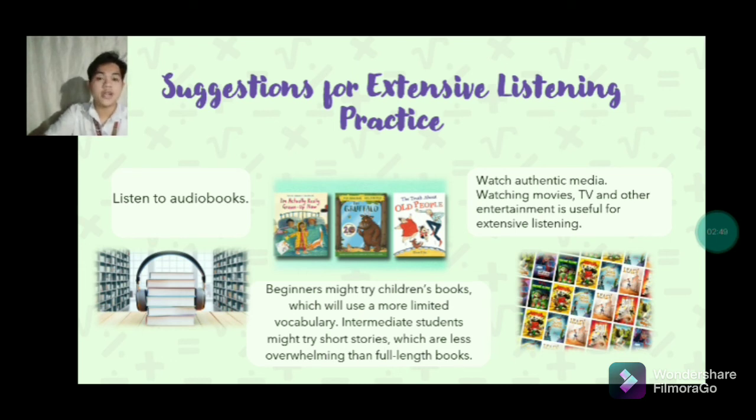It is really important to choose media that is at an appropriate level for you. Children or beginners may try action-packed entertainment that leans heavily on dialogue. On the other hand, intermediate students can try comedies that have more dialogue but less intense or complex plots. And advanced students can try serious vocabulary-intensive dramas to sharpen their extensive listening skills.